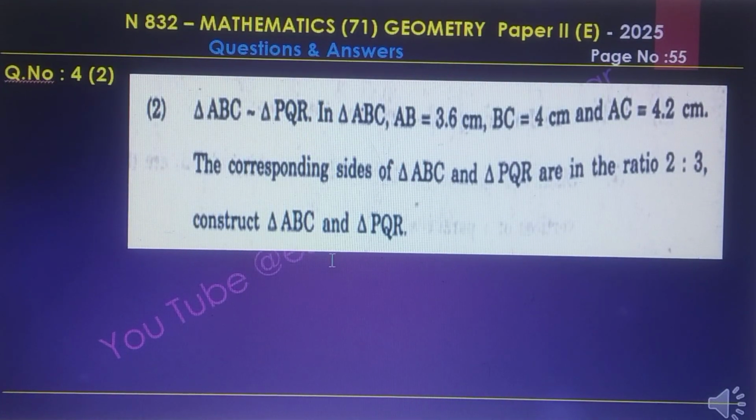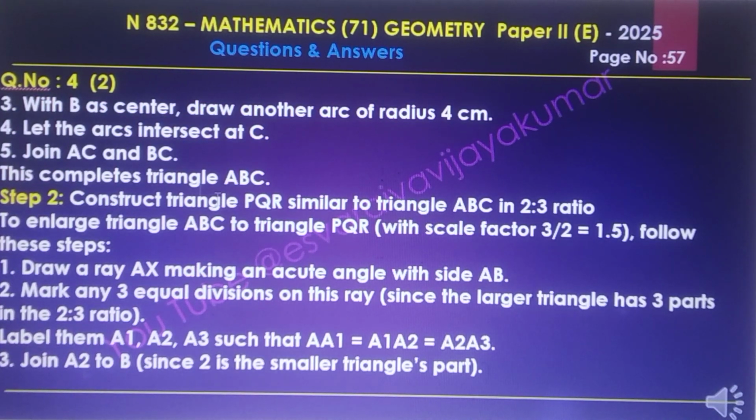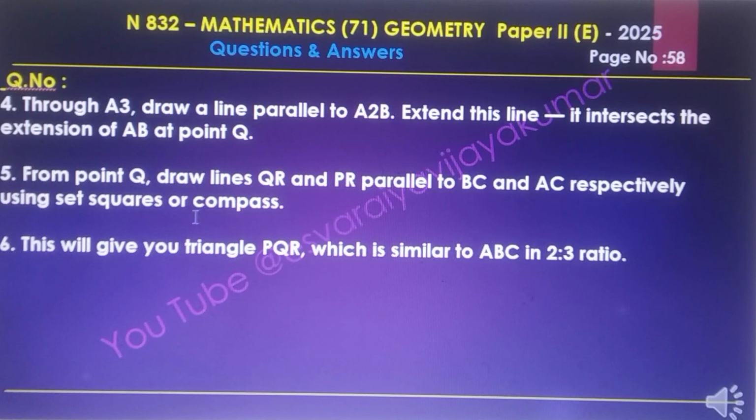And 4-2, here is the question and here is the answer. Step 1 and here is step 2: draw the complete triangle ABC. The construction: triangle PQR is similar to triangle ABC in 2:3 ratio. The final answer is here. Label A1, A2, A3, and so on. Join A2 to B, since 2 is the smaller triangle's part. And the fourth point, fifth, sixth point, the same way we will get triangle PQR similar to ABC in 2:3 ratio.